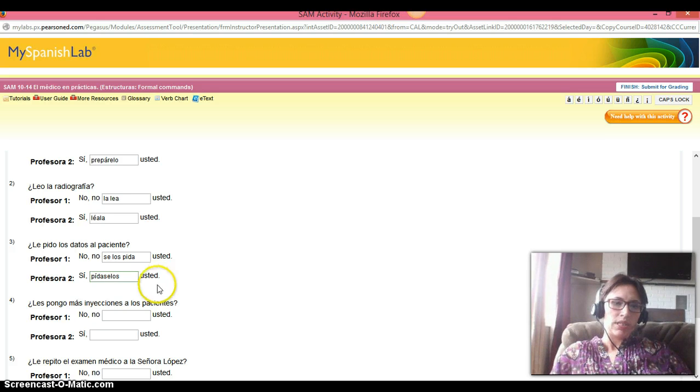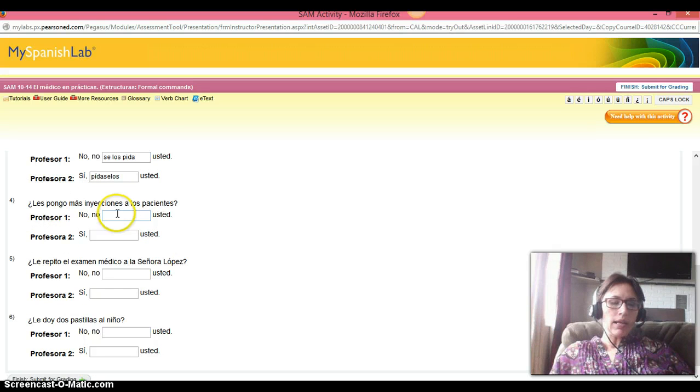Pídaselos usted. Bien. No se los pida, and pídaselos. So here we have the se, which is replacing the le for the indirect object, and the los for the direct object.